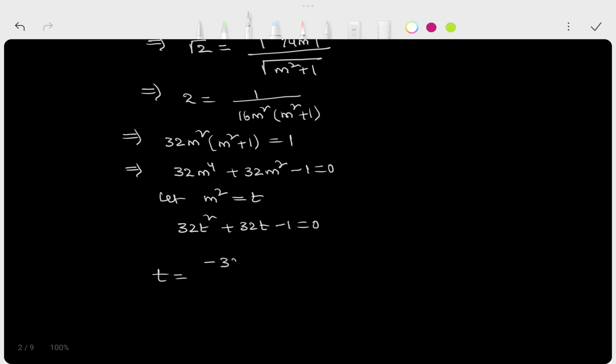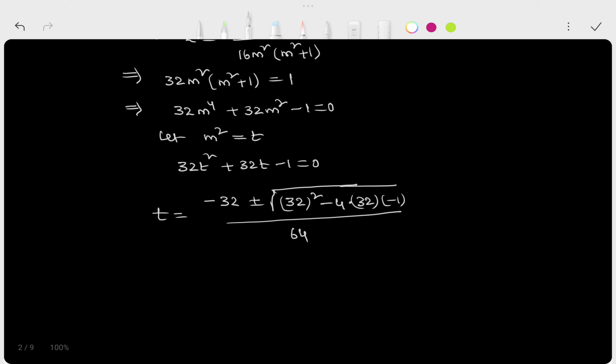This value is minus 32 plus or minus root over b square, where b square is 32 whole square. So 32 whole square minus 4 into a into c, where a is 32 and c is minus 1, whole divided by 2 into a. 2 into a is 2 into 32, that is 64. So now this will be minus 32 plus or minus the square root of 32 into 32 plus 4 into 32.